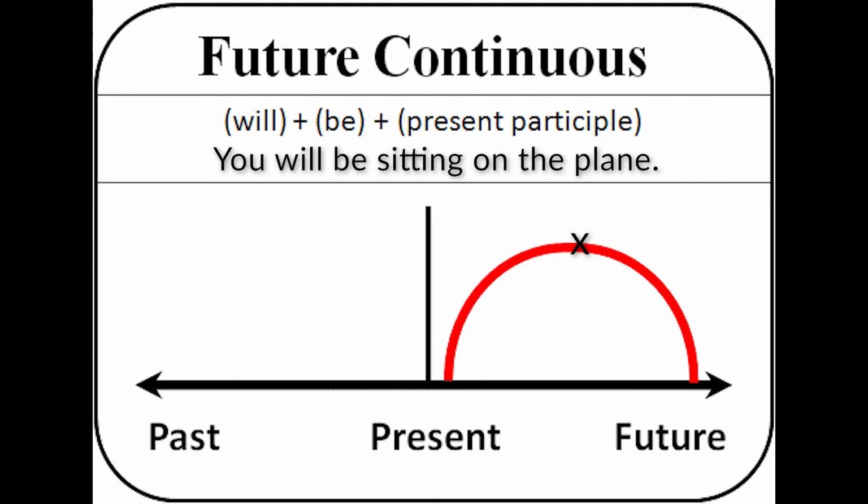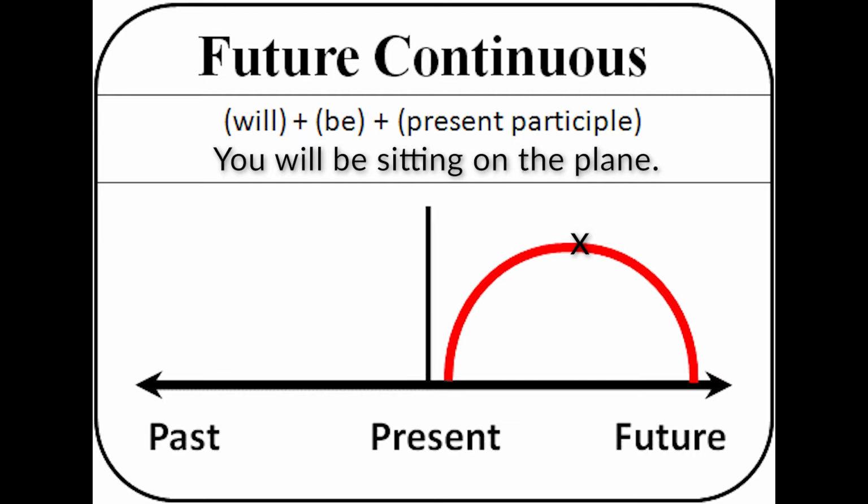So in the middle of this semicircle, we'll say at this point, half an hour from now, you'll be sitting on the plane, like in our example from the scenario. So we're thinking about something that will be happening at an exact point in the future, and it will be in the middle of an activity, like it will be in the middle of this red semicircle.